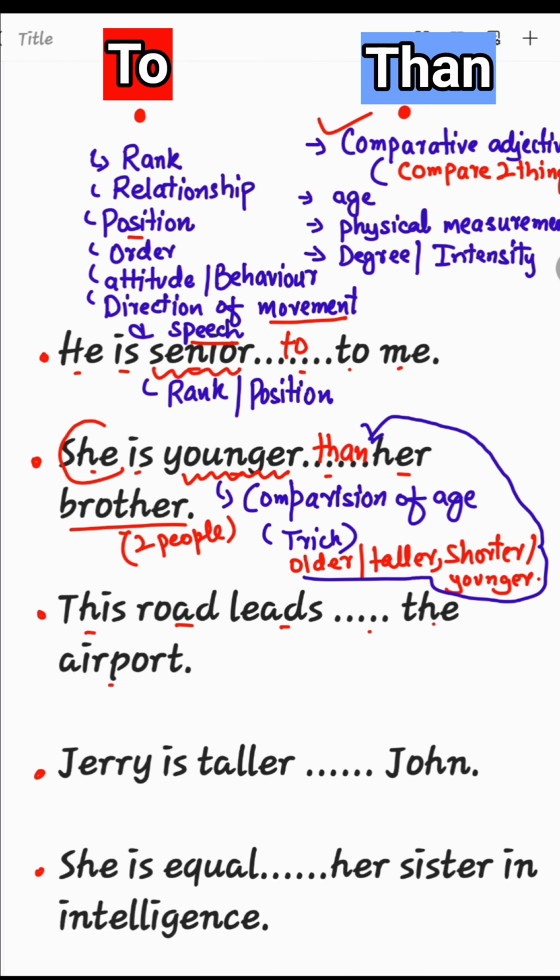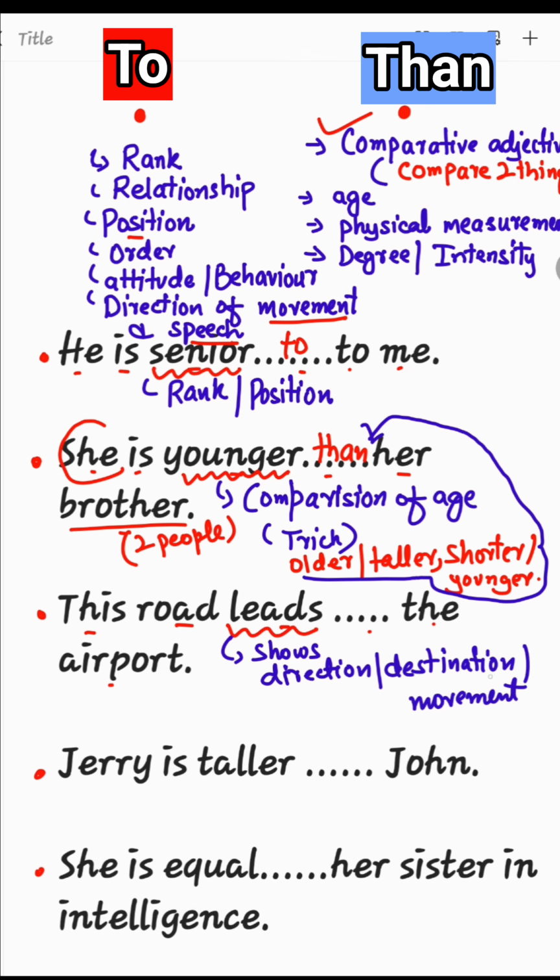Next, this road leads blank the airport. Here, leads is the keyword and it shows direction or destination or movement. So we use here "to".